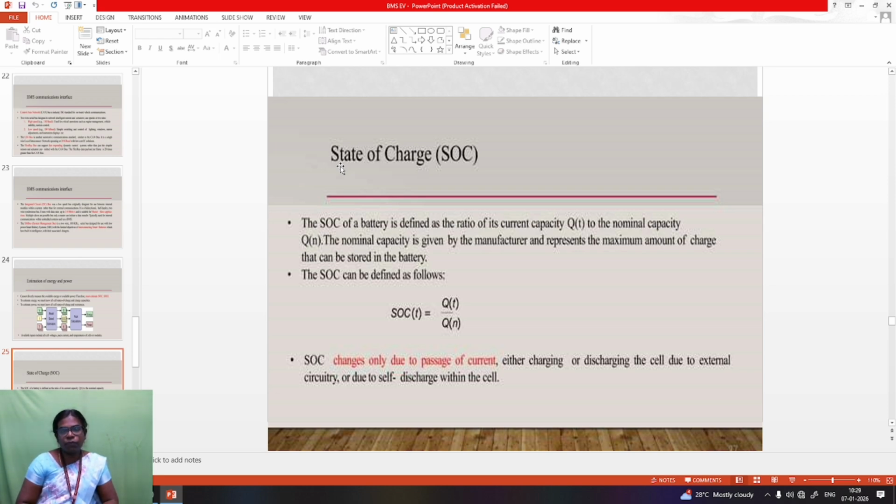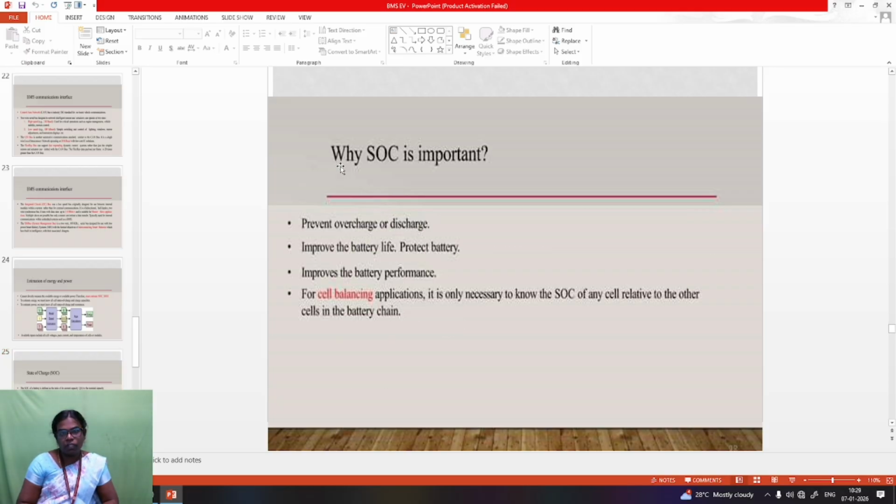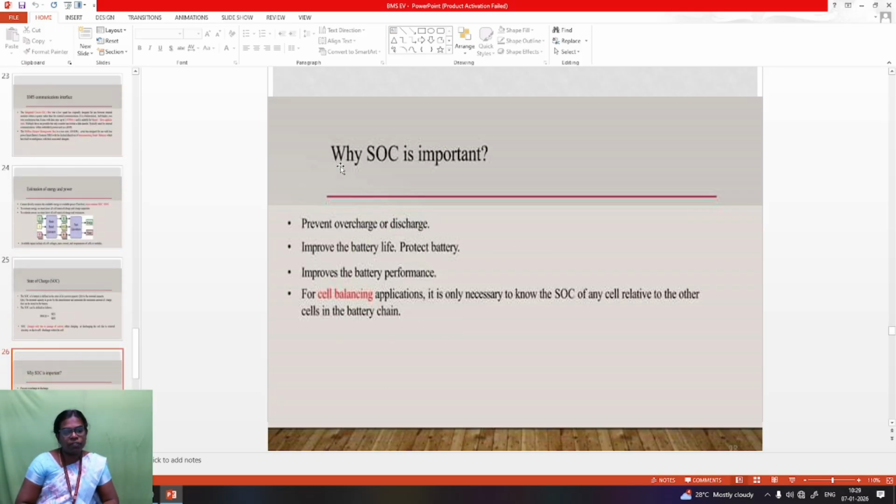So this is the way to find the state of charge. And now, why is the state of charge important? Because, as I already told, if the state of charge is known, then only are we able to find the energy or power.